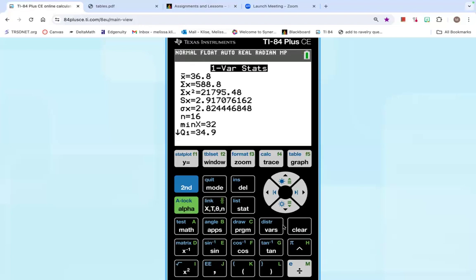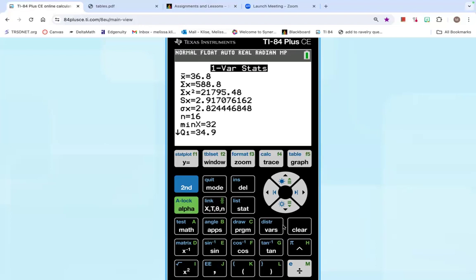And my standard deviation, my sample standard deviation, remember you're using sample standard deviation. I'm going to do 917 just because of rounding. So my sample standard deviation is 2.917. My x bar is 36.8. Now that I have those values, if I wanted to calculate this by hand, I could.